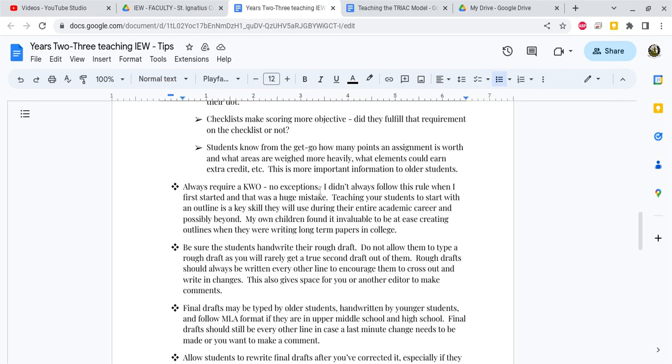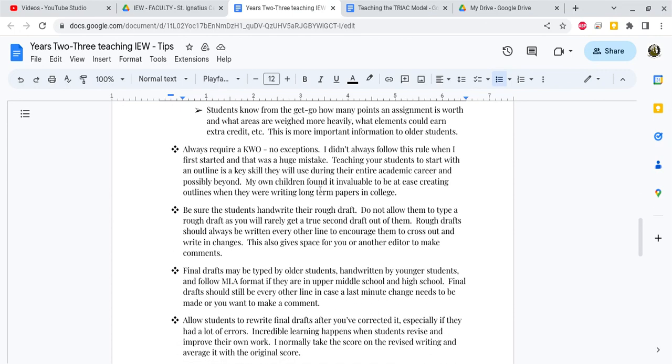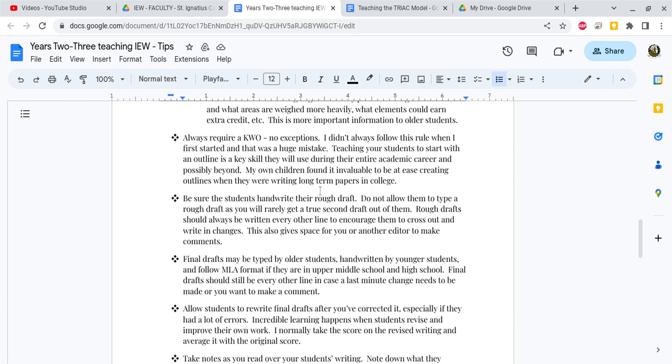Checklists are so helpful because they really make scoring a writing assignment objective. Did they fill a requirement on the checklist or not? It's very easy. And if you have older students, I found once they're in 8th grade, and especially in high school, they want to know how many points it's worth. Not that you don't want them putting effort into a 20-point assignment, but if they know it's a 100-point assignment, they tend to take it a little bit more seriously.